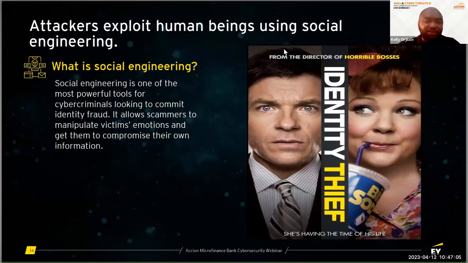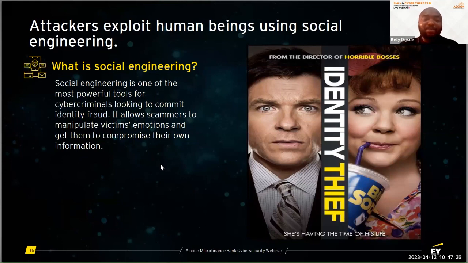Social engineering. Please call my attention when we have a poll, right? What is social engineering? Okay, phishing attack. I'll explain phishing attack in the next slide. But before we take this poll, for those that know, you can answer them. But before we take this poll, let me explain what social engineering is.